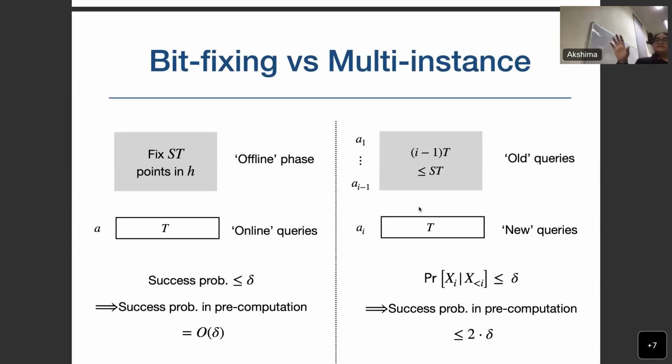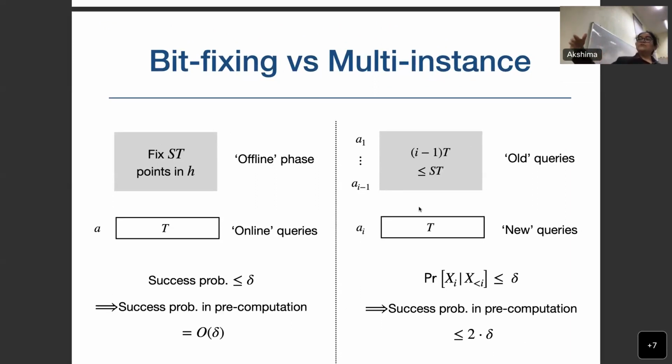We were looking at the similarities. So basically in the bit fixing, the adversary fixes ST points. And in the multi-instance model, when we are analyzing the ith instance, there are at most I-1 times T previous queries, which is at most ST queries. And again, after that, the adversary gets the ith challenge. It gets to make T queries and it has to win on the ith challenge. So these are very similar.